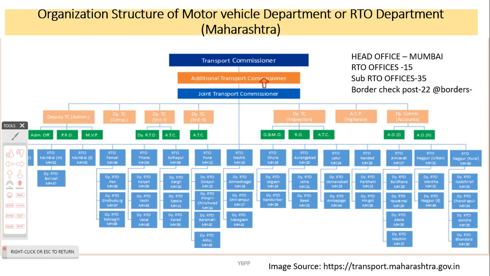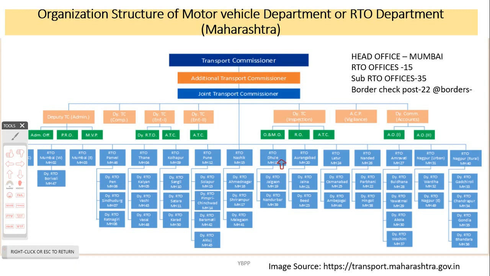Then below the transport commissioner, an additional transport commissioner is there. Joint transport commissioners are there. Then the transport commissioner office is there. In that transport commissioner office, deputy TC, transport commissioner admin, then deputy TC computer, deputy TC enforcement, deputy TC enforcement second. Okay, then deputy TC inspection. And then next is ACP vigilance, then deputy commissioner account department, AO1 and AO2, account officer 1 and 2.